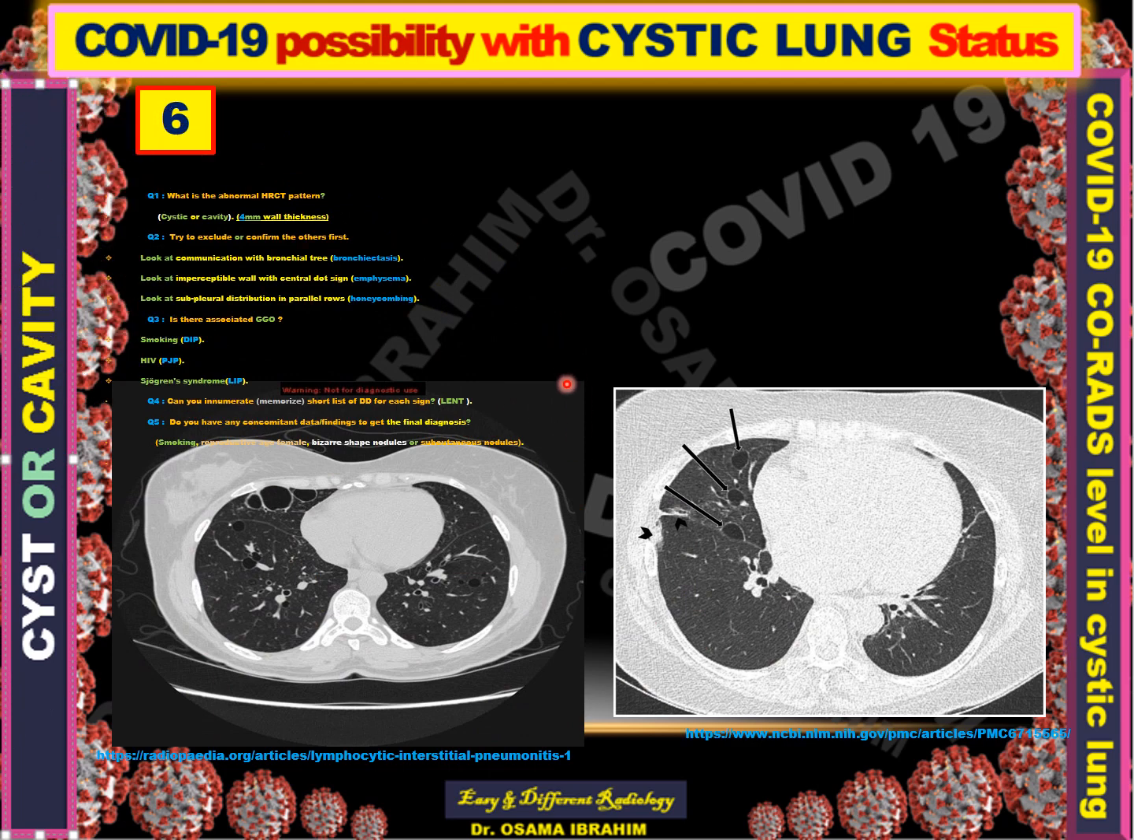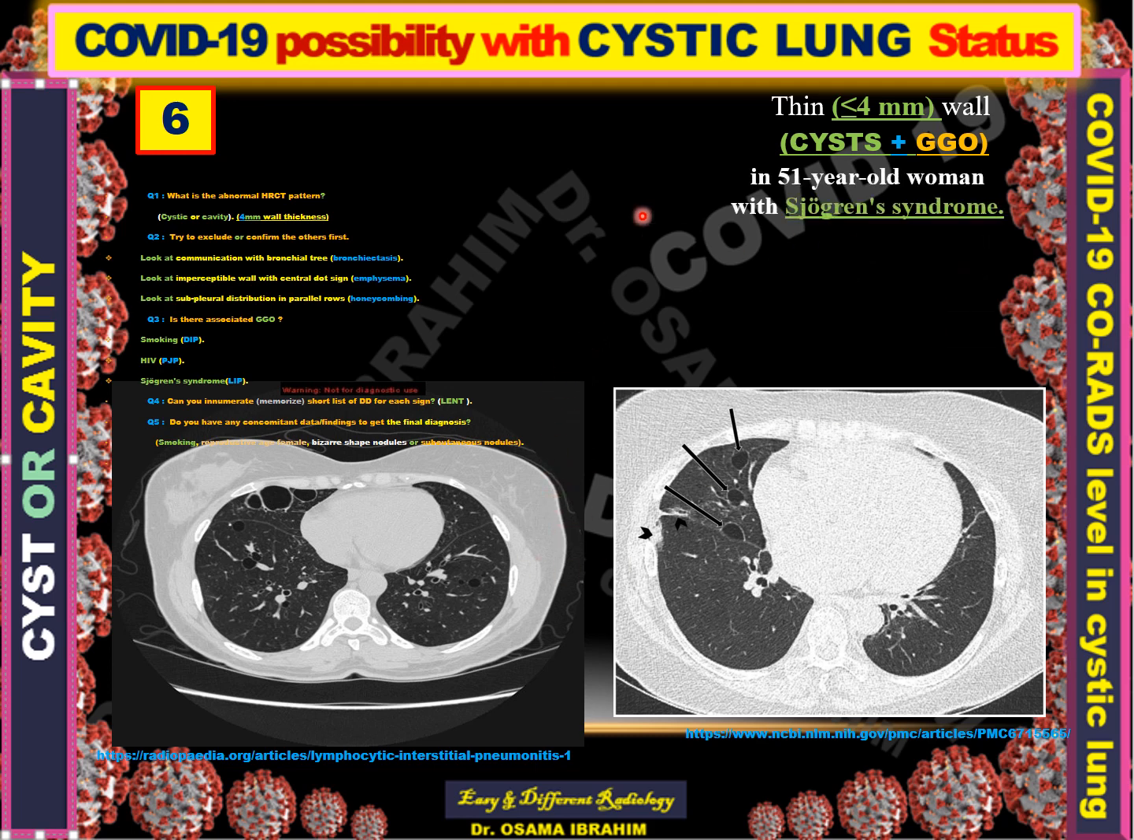Another case of cysts, because the wall is less than 4 millimeters, associated with a small area of ground glass opacity and consolidation. Presence of consolidation here makes the diagnosis cysts with ground glass opacity. However, if you can count these cysts, yes, you can count the cysts, you only need a history of autoimmune disease like Sjögren's disease in that 51-year-old woman. And these associations make the diagnosis of lymphoid interstitial pneumonia. Lymphoid interstitial pneumonia is highly suggestive and is diagnosed for that patient.